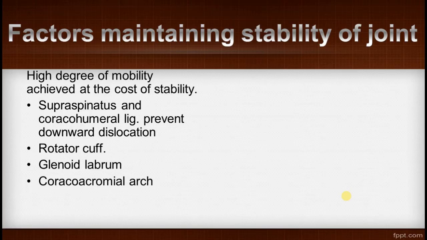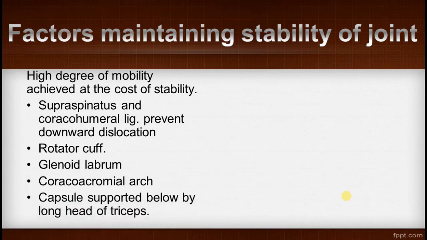The glenoid labrum deepens the cup, the glenoid fossa, thereby also contributing to the stability of the joint. And the coracoacromial arch, which I have discussed well, prevents the superior dislocation and acts as a secondary socket for the joint. So these are the factors which are mainly responsible for maintaining the stability of the shoulder joint.